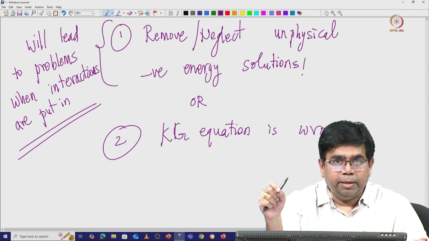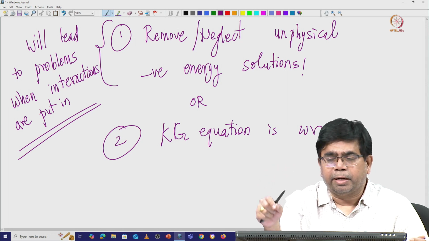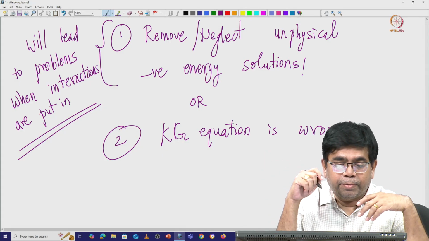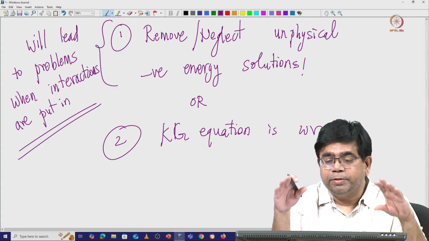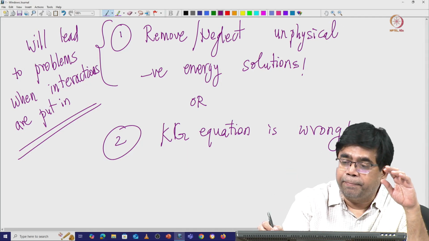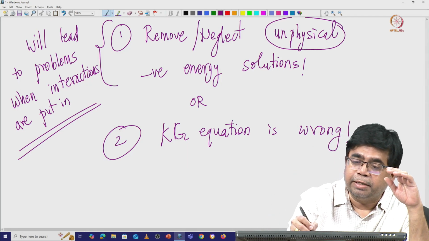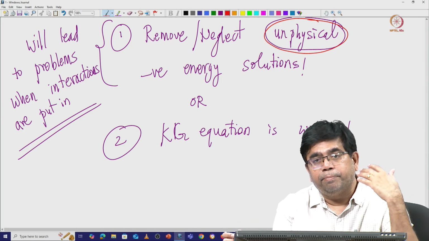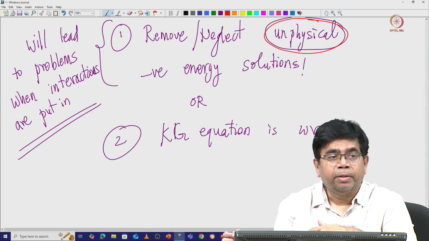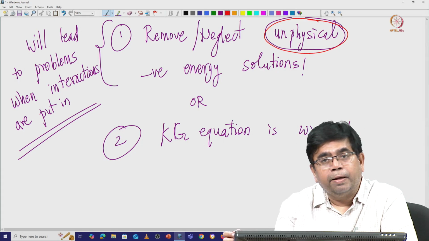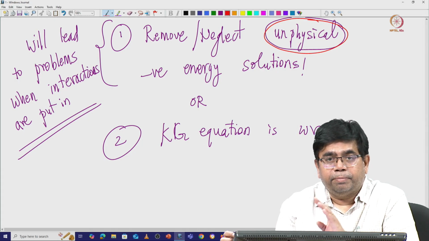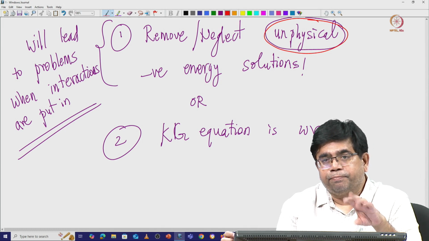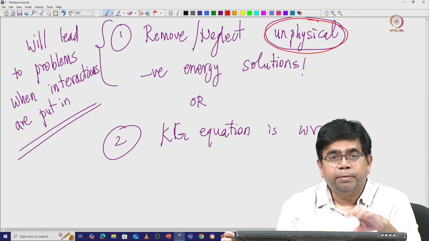But the moment you put in a little bit of electromagnetic interaction or a step potential or any other kind of interaction, you see that removing this unphysical negative energy, what we call unphysical negative energy solutions, will lead to a lot of problems essentially. So you cannot make any proper predictions, you will end up having a lot of unphysical situations, which will lead to several complications. So the first step itself is fraught with problems.